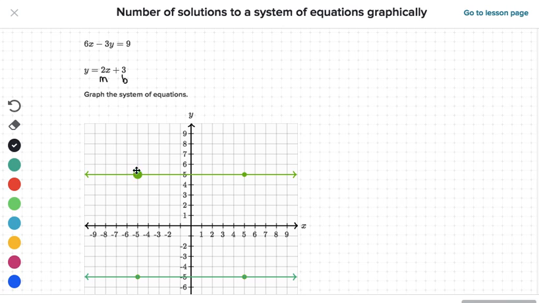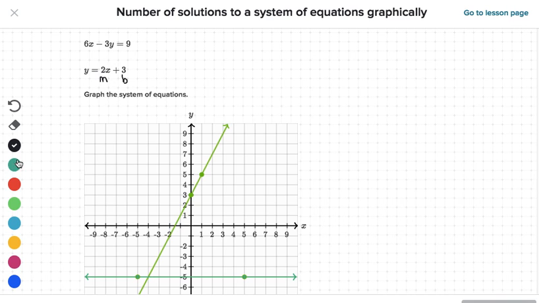We have this one here. Our y-intercept 3 is right there, so we're going to put a point on 3, and our slope is 2, so that means we are going to go up 2 and across 1. There's our slope, 2 over 1, and this is our line that we're given.